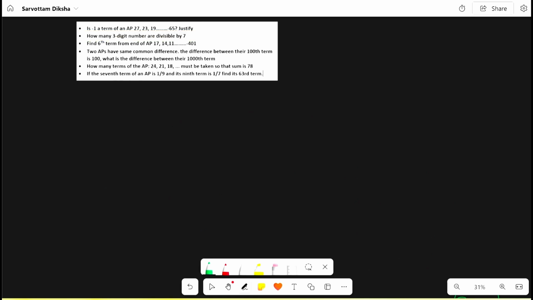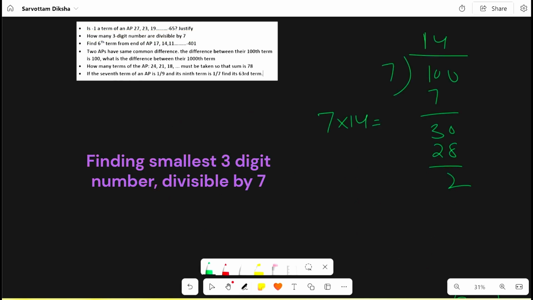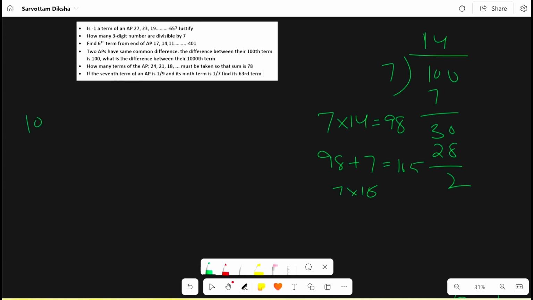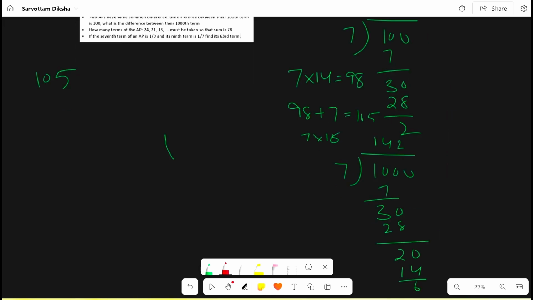See the second question here. So the smallest 3-digit number divisible by 7 is 105. Same way I will find the biggest 3-digit number. Let me divide 1000 by 7 and subtract the remainder from 1000. So I have A, I have L, and what will be my D? D is nothing but 7.